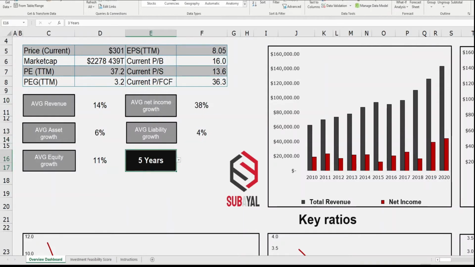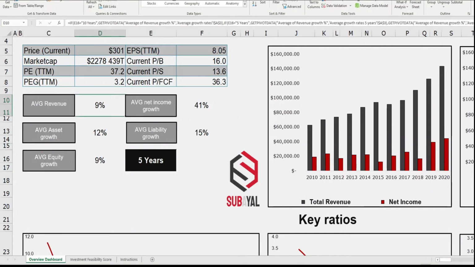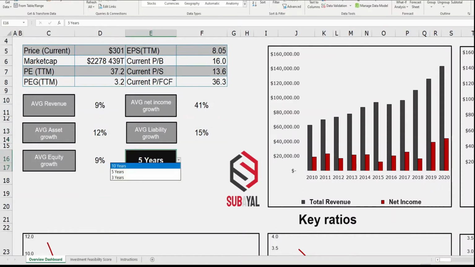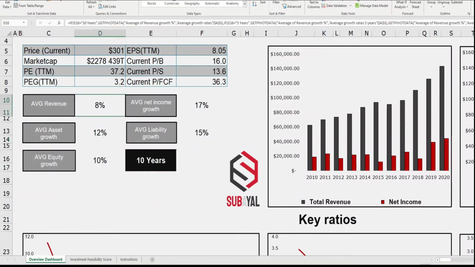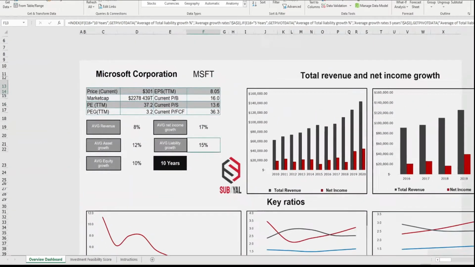So if I change it to 5 years, let's see what happens. The average revenue growth over this time frame is 9%, the asset growth is 12%, and the equity growth is 9% again. The average net income growth is 41%, and the average liability growth is 15%. Now if we switch to 10 years, this is what happens. So 8%, 12%, and 10% respectively. And then the average net income growth of 17% and average liability growth of 15% during this time frame.